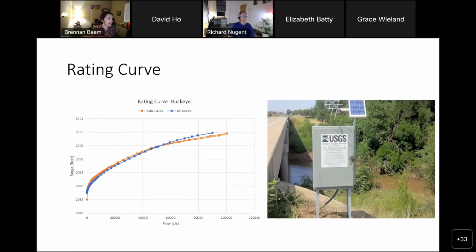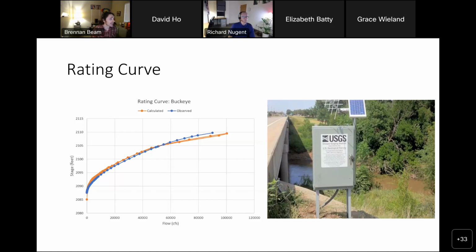Rating curves are provided to us by the USGS. They do a fabulous job of setting up gauges all over the United States on different streams, and they record stream data. For each of these gauges, they also do a study to get measured flow data. So they have a measured stage and a measured flow. They develop these relationships based on observed data of how water in this river flows. For this gauge here, at 20,000 CFS, the stage is something like 2,098 feet. That's the blue line on this chart, USGS's observed data.